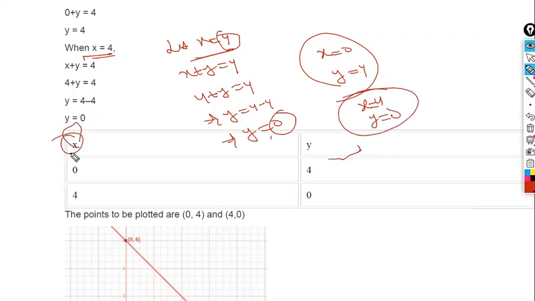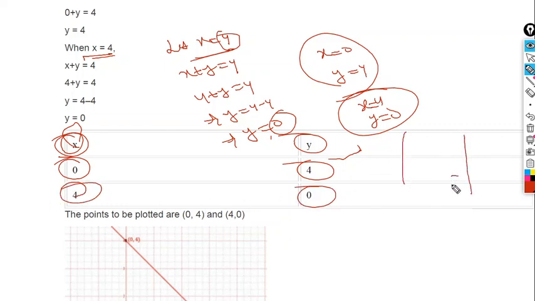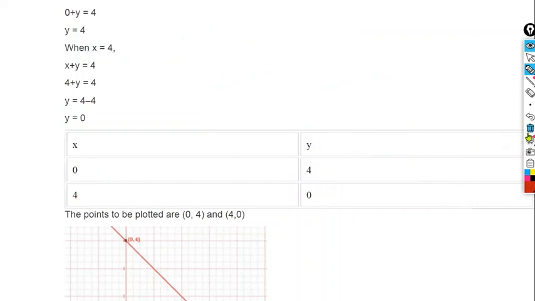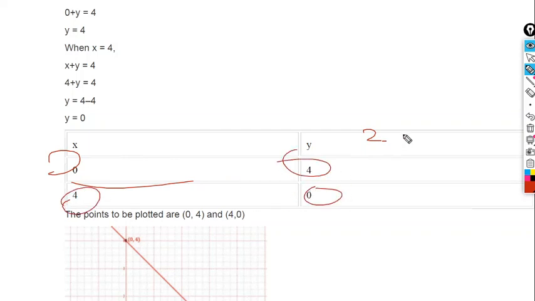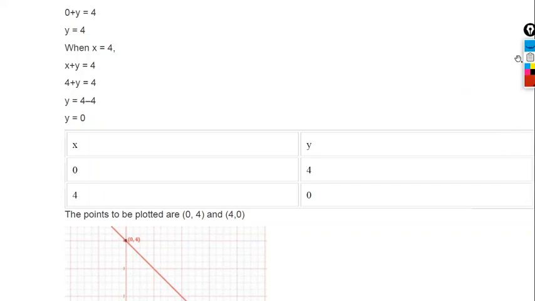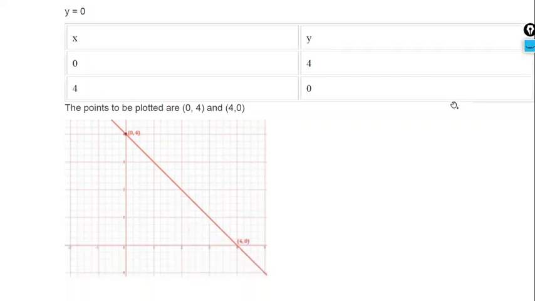Now here we will make the table of x and y. For x equal to 0, y is 4; x equal to 4, y equal to 0. You can make several other points also. At least you have to make 2 points, that means two values of x and two values of y, but it is advised that you find another point. So now we will move to the graph.